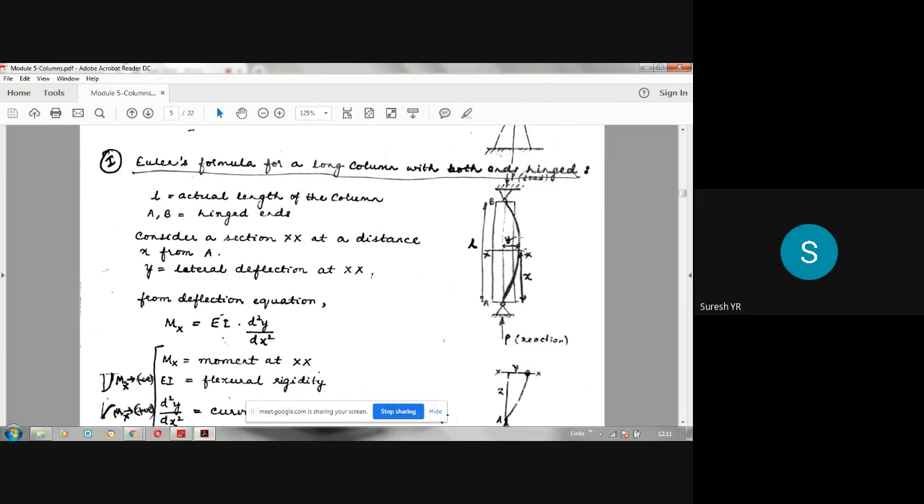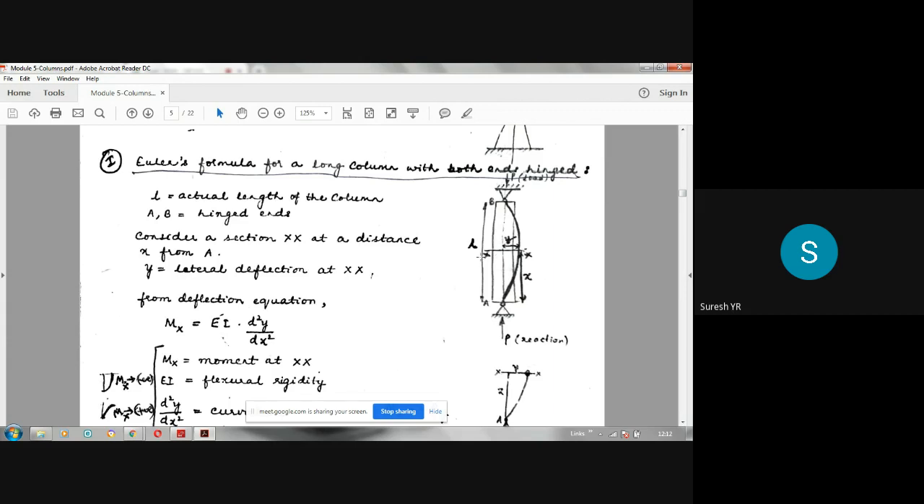Please note, the load is applied here at the end B. Now once the load is applied, when it starts buckling, it buckles like this. As we know, at the hinged end, you have deflection 0, but slope will be there. That means theta will be there. That is why it bends like this. This I have explained yesterday. So this is the buckling curve. You can call it the buckling curve.